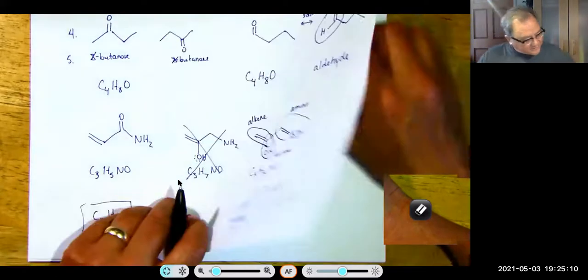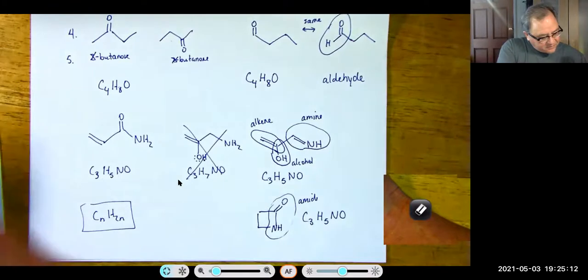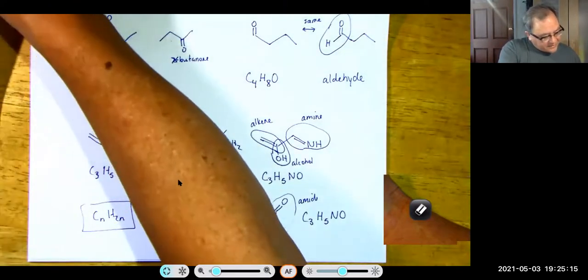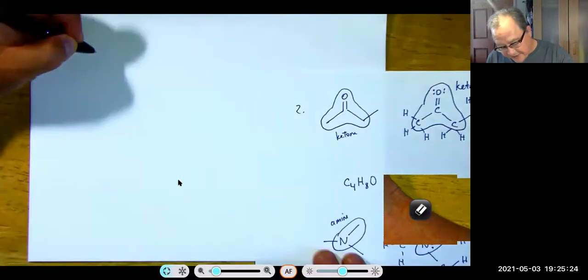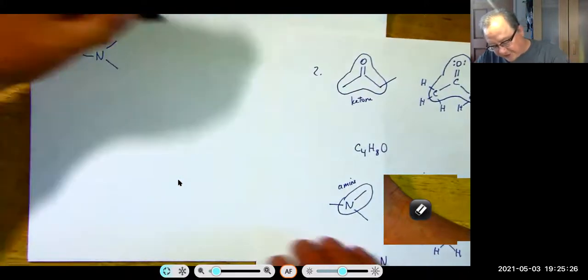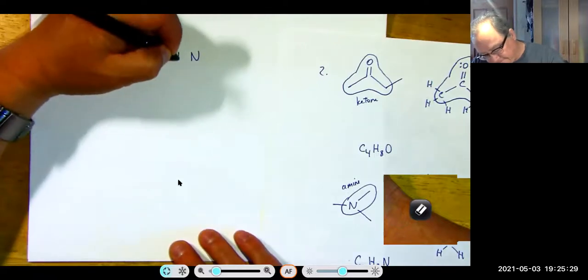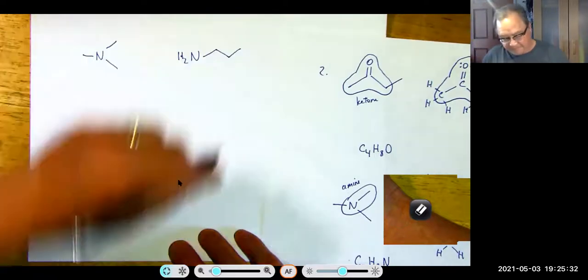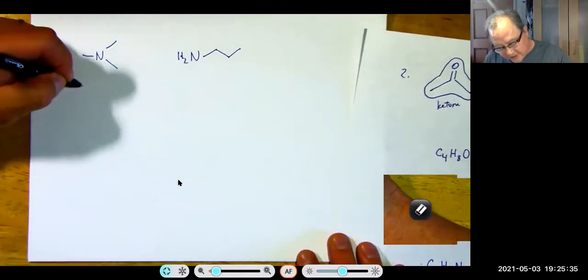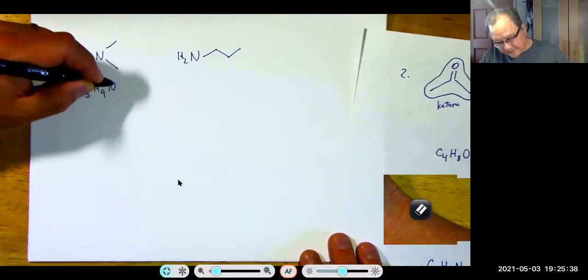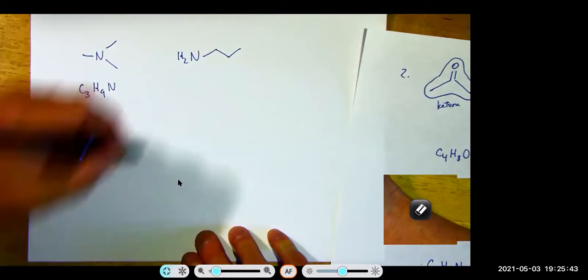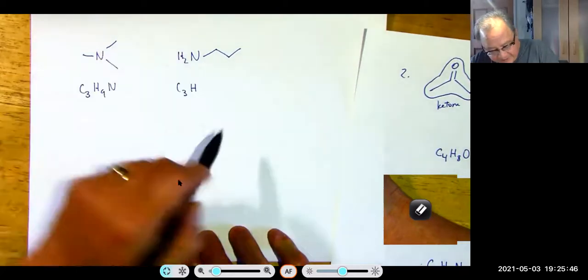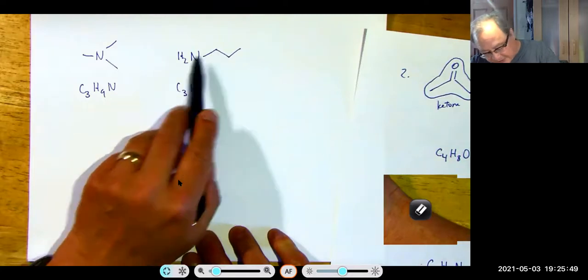Okay, let's see. We have two more to do. So how about this guy? Probably the easiest thing is to do this. We had this as C3H9N. How many carbons here? 3. How many hydrogens? 3 plus 2 plus 2 is 7, plus 2 is 9.